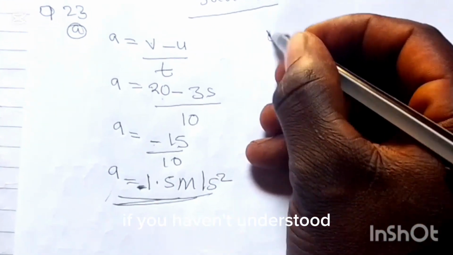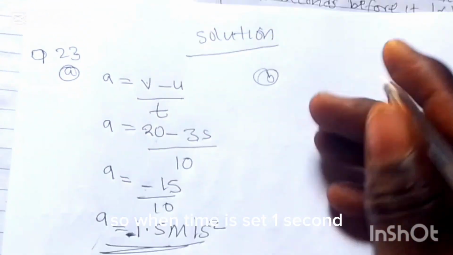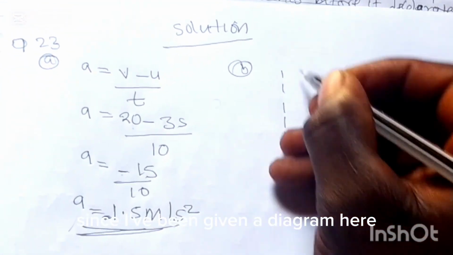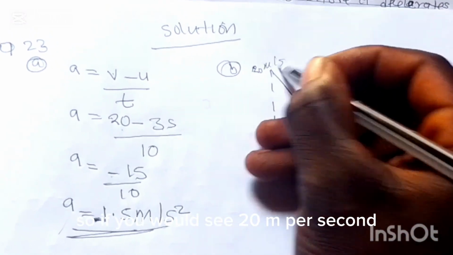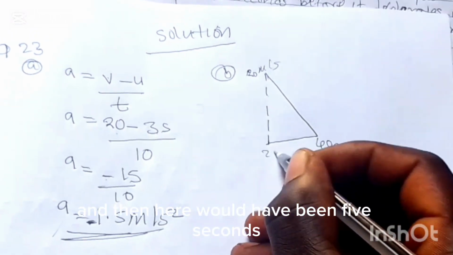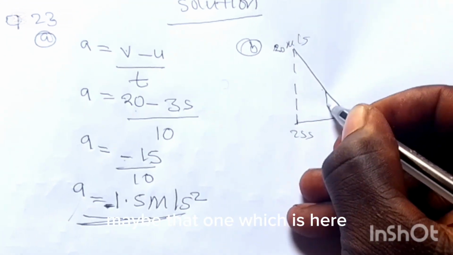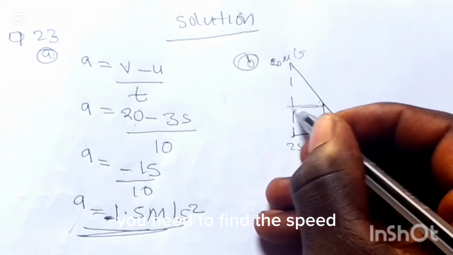Let's proceed to question number B. If you haven't understood, please click on the comment box. Question B: calculate the speed of the particle when t is equal to 31 seconds. So we're going to redraw this diagram here. If here was 20 meters per second, the time was 40 seconds, and here we have 25 seconds. We are just going to estimate here maybe 31, which is here 31 seconds. So you need to find the speed here.